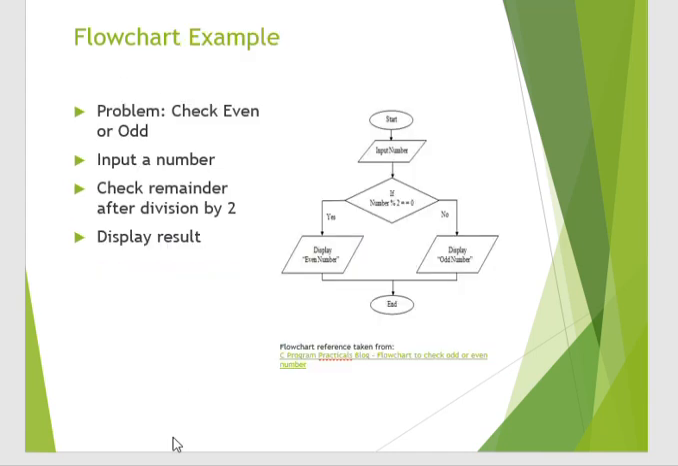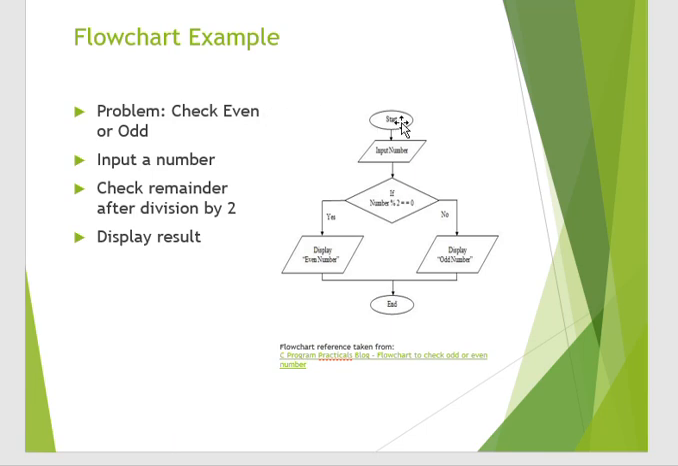Now this is an example of a flowchart to check an even or odd number. So first of all, we have to take a number. Check the remainder after dividing by 2. We know that odd numbers give remainder 1 while even numbers give remainder 0, and then display the result.